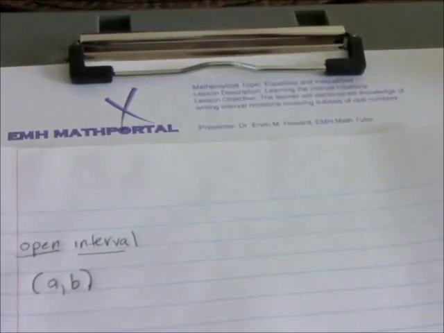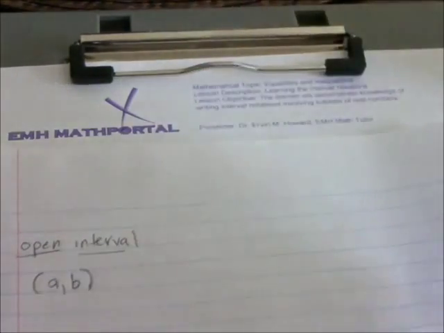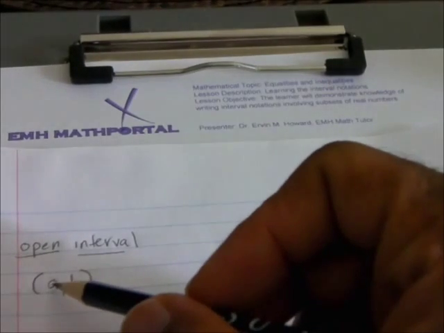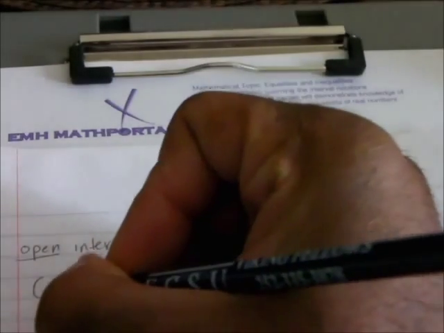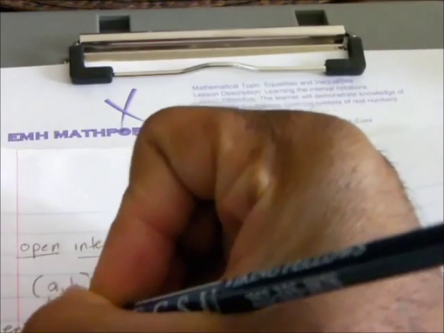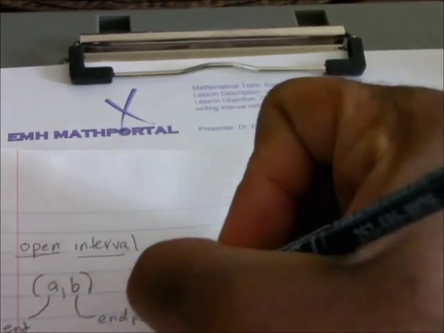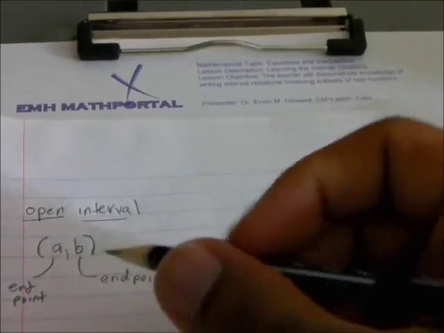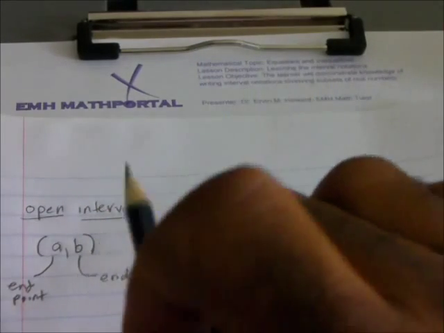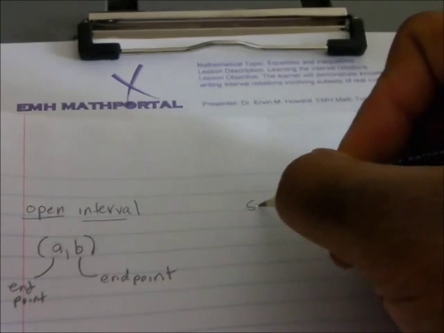The parenthesis on the left is pointing to A, and the parenthesis on the right is pointing to B. Now imagine those two numbers, there exists a set of real numbers between A and B. And this is why it's called an open interval, because we're identifying A as one endpoint and B as another endpoint. Now, with these two numbers as endpoints, there is a set of real numbers between A and B, and we're going to define this by the set builder notation.